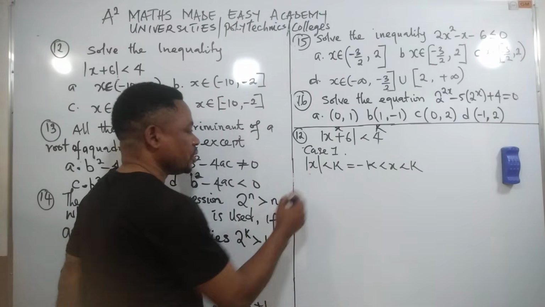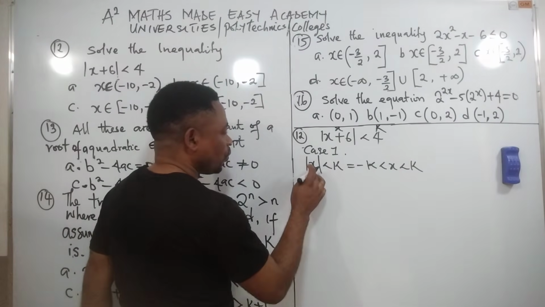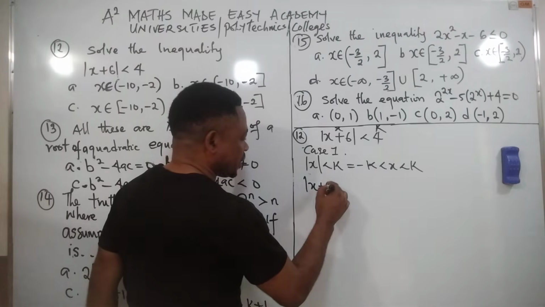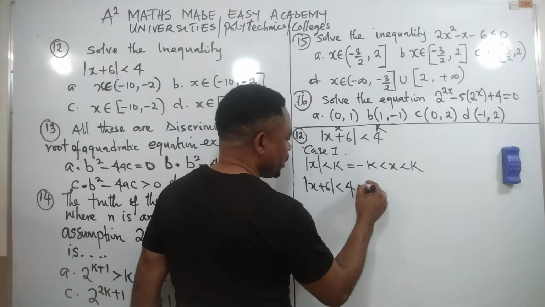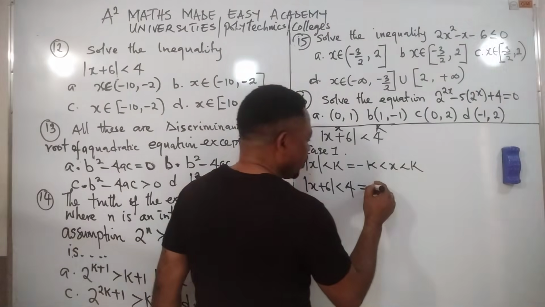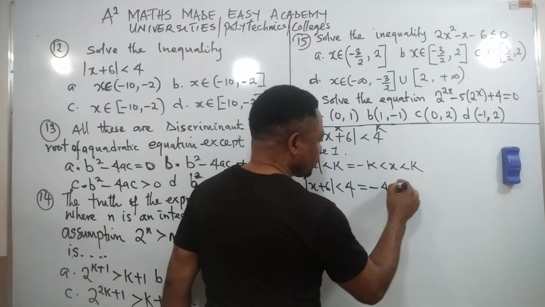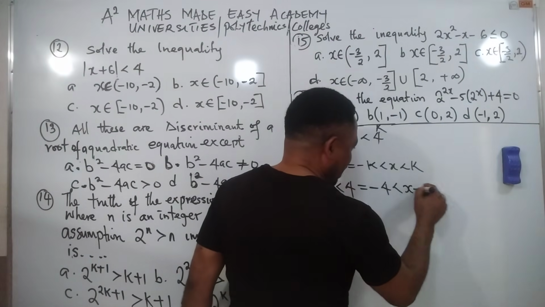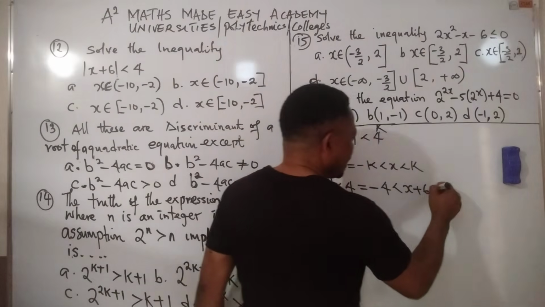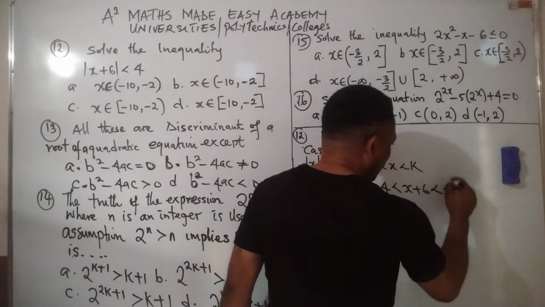Can we substitute now? So we can have absolute value of x. What is x? x is x plus 6. Then less than. What is the value of k? k is 4. This is now equal to minus k, which is minus 4, then less than x, which is x plus 6. Then less than k. What is k? k is 4.